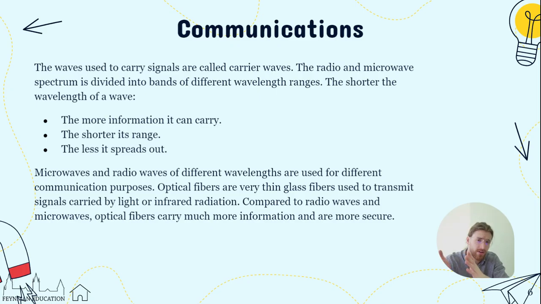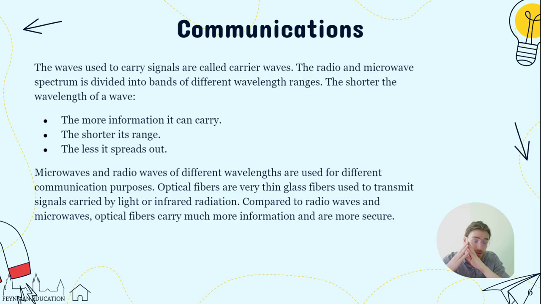Okay, so what we notice here is the higher the frequency, the more information it can carry. So radio waves can't carry that much information, which is why they only produce sound. Okay, microwaves can carry a bit more information, and infrared can carry even more information, which is why our optical cables, okay, for our internet are going to use this infrared light.